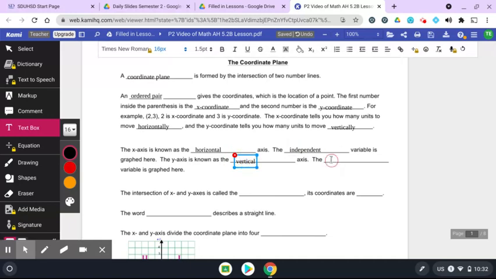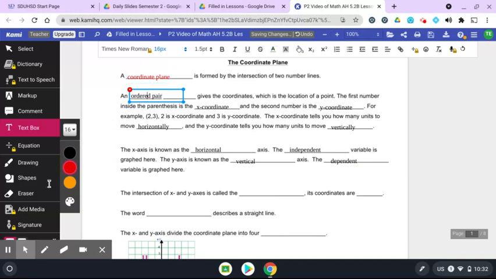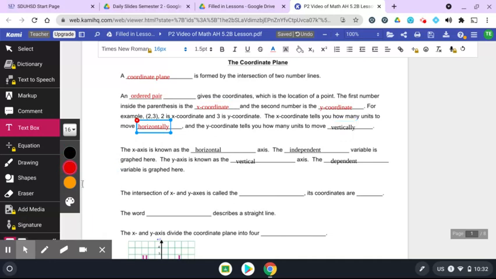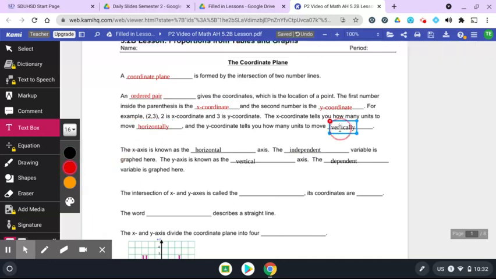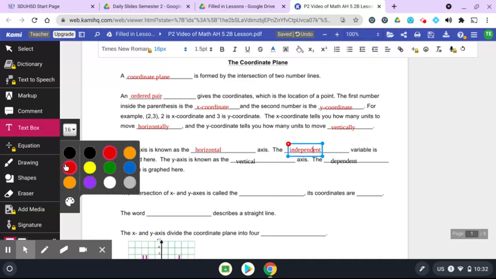And the dependent variable is graphed here. Maybe we should change these to red. That might be better, huh? So you can follow along a little easier with the words that we put in. Our little vocabulary lesson here.